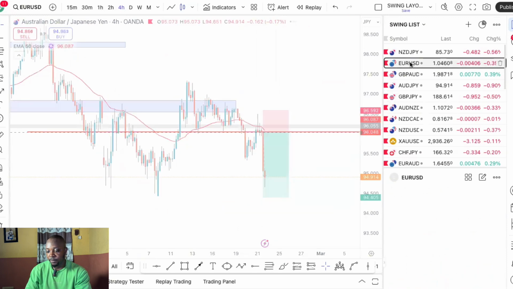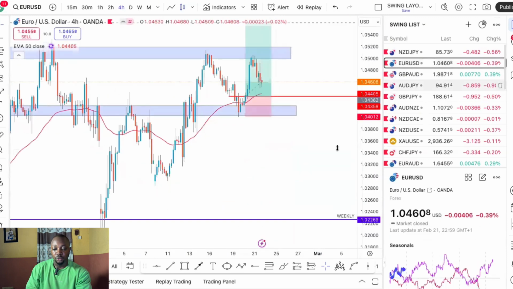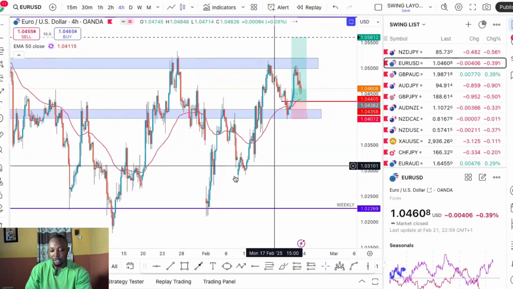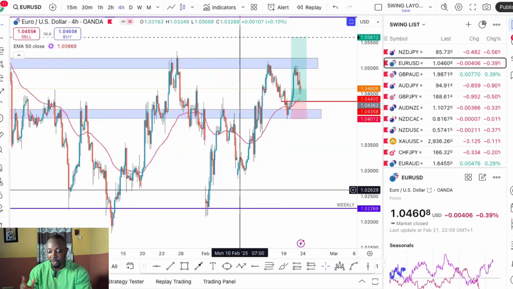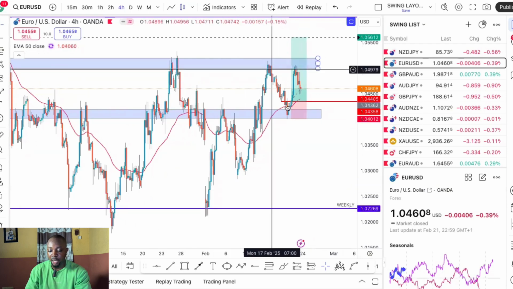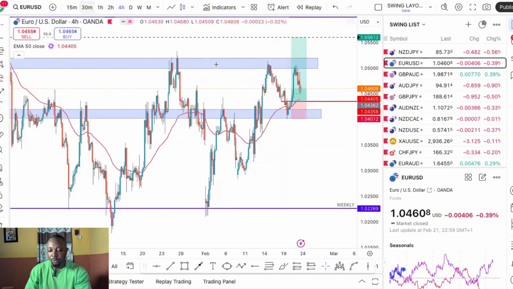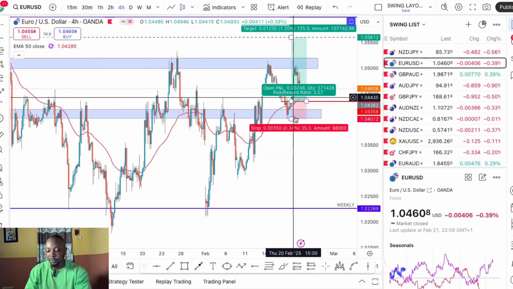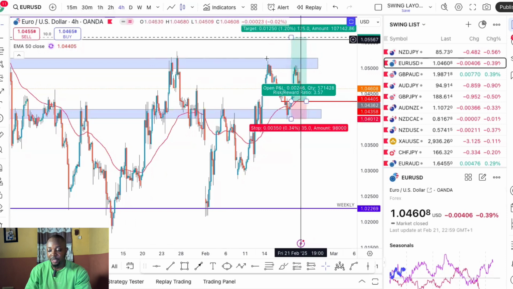The last pair is Euro USD. I've been bullish on Euro USD. Like I said, we're going to break it down further on Wednesday. But we look over here just briefly: low, high, higher low, higher high, higher low. On the 1 hour time frame, we saw left head, right shoulder. After the break of the neckline, I entered, stop loss below, target above.